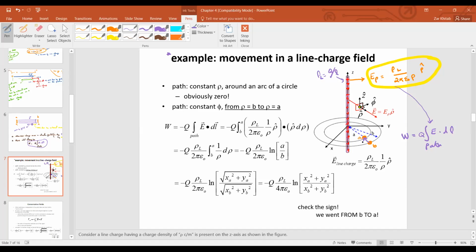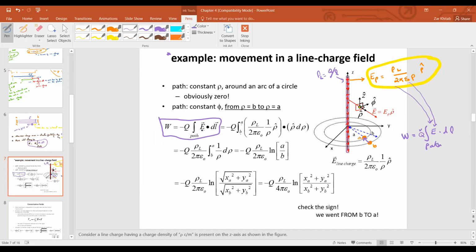So again, it will be very easy. The charge is given to you. The electric field is given to you from here. Just put it here and your path is dL, from B to A. So we have the same equation: W equals minus Q E dot dL. Minus Q, and the path is from B to A.